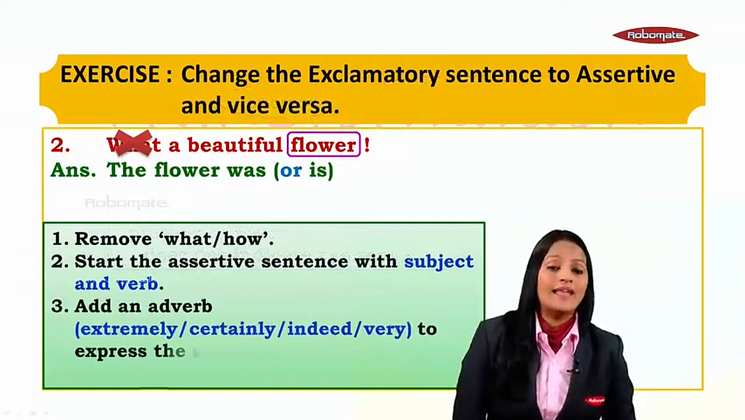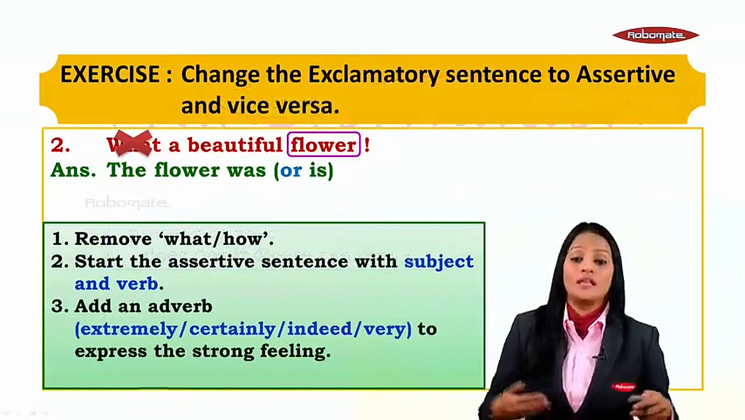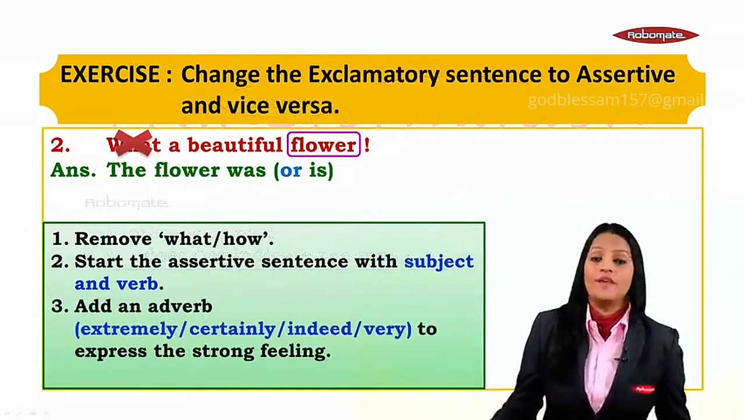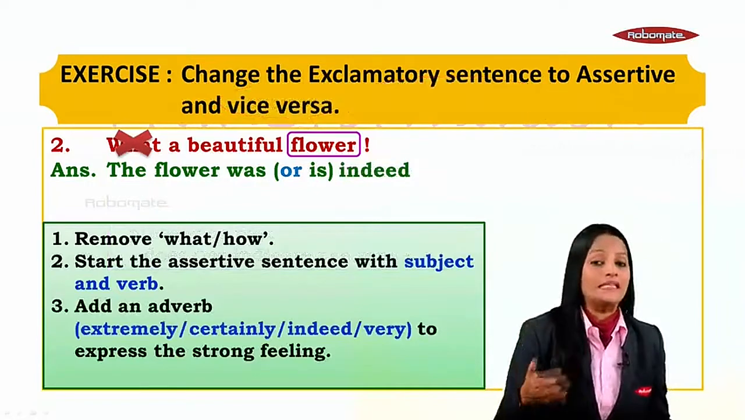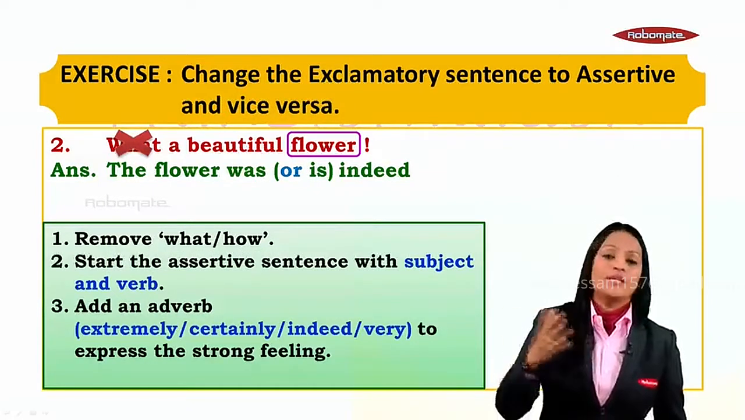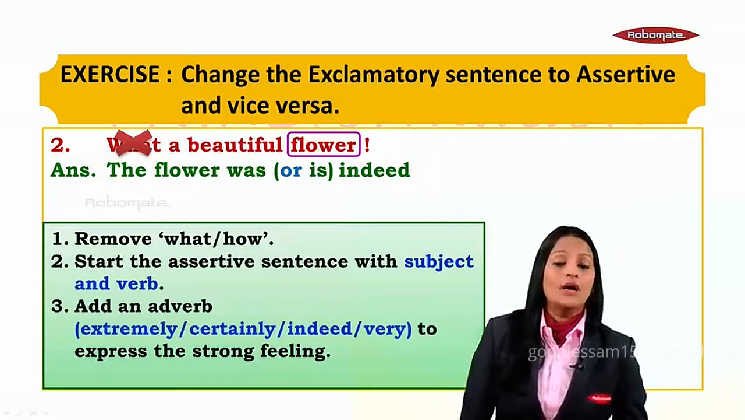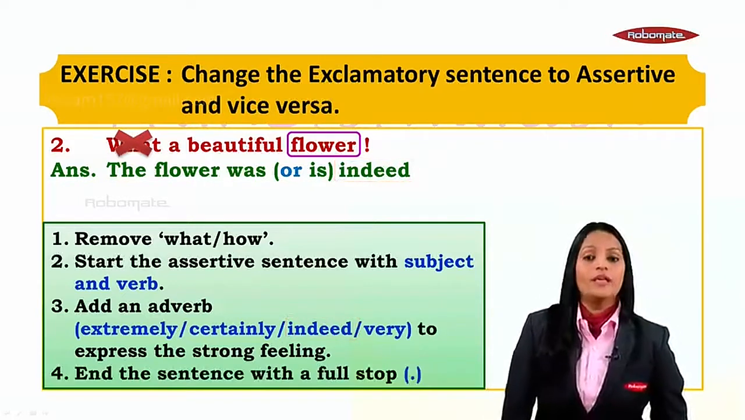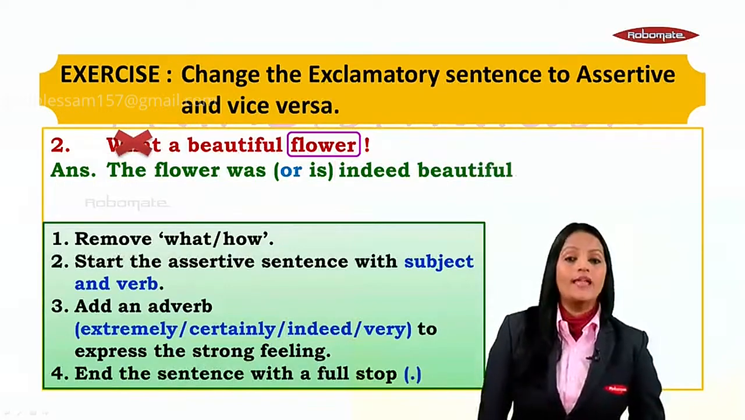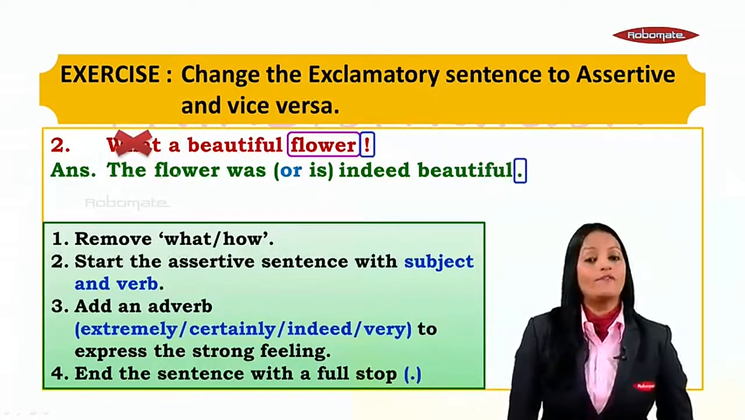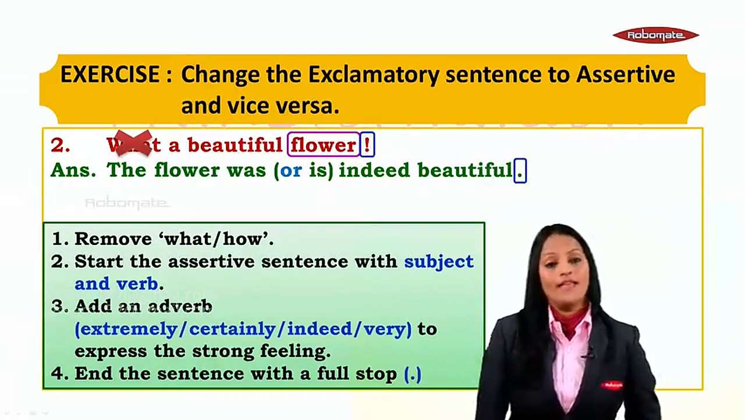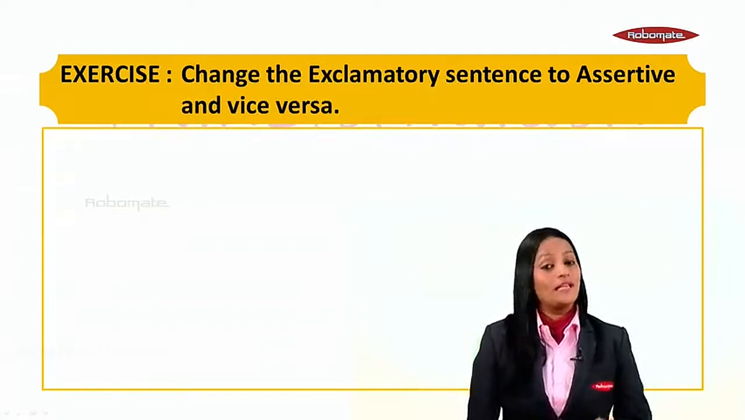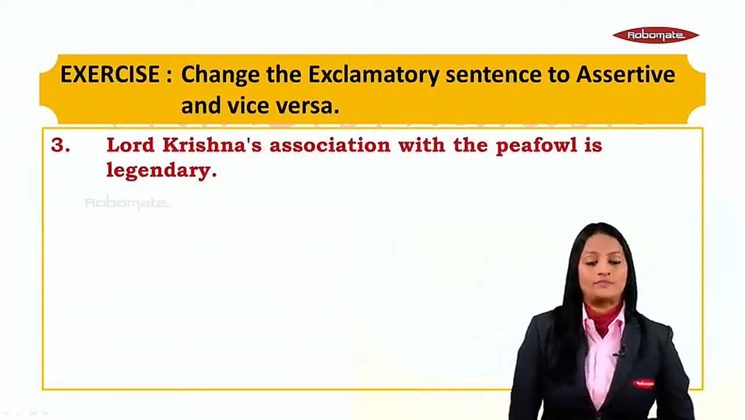Of course, we add an adverb. We can say "extremely beautiful." We can say "very beautiful." In this case, you're going to say "indeed." It's just an example. We can take any of those. "The flower was or is indeed beautiful" is what we are going to add over there, and then we are going to add a full stop instead of an exclamatory mark. Let's go on to the next one.